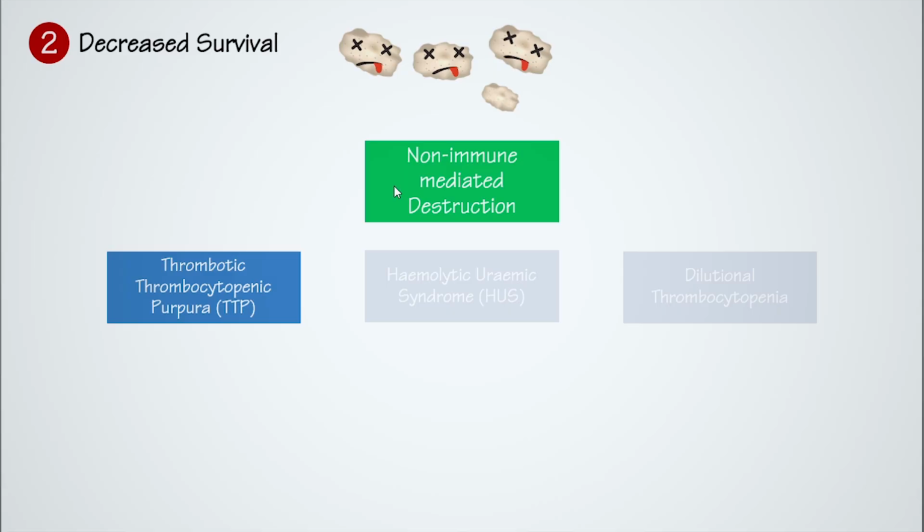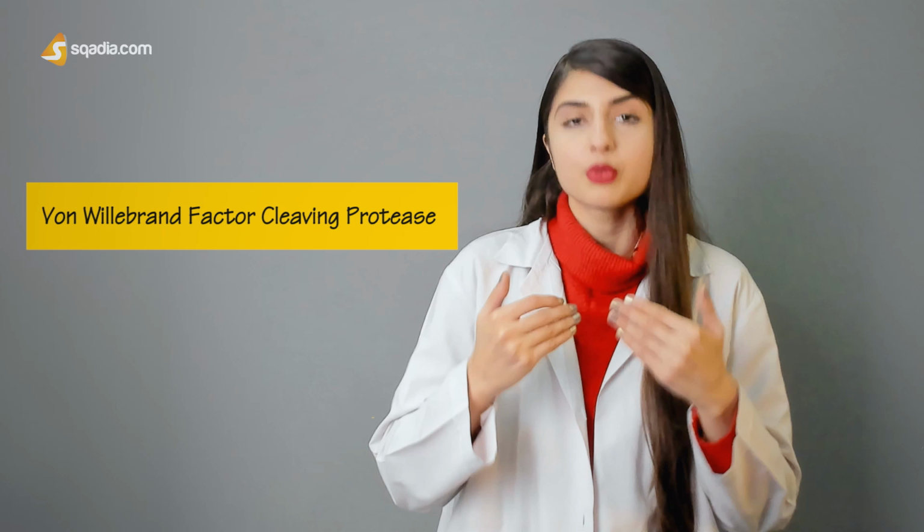In non-immune mediated destruction, first up we have thrombotic thrombocytopenic purpura, or TTP. TTP is a rare but serious disorder that mostly affects young adults. Microthrombi, which is the combination of platelets and fibrin, are deposited in the arterioles and capillaries, causing thrombocytopenia. Now, the etiology of TTP is usually related to antibodies that are produced against the von Willebrand factor cleaving protease.